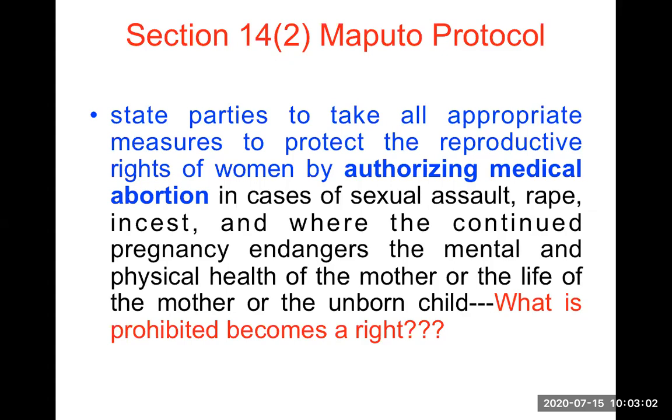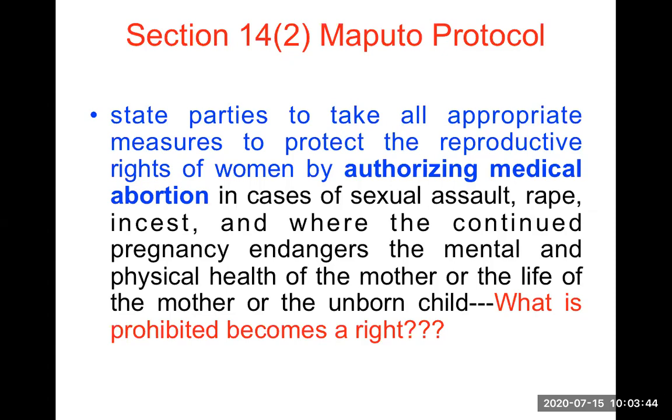And this protocol has a unique section in there, which when enforced, infringes on the right to life largely of the unborn. Section 14.2 of the Maputo Protocol is saying that state parties are to take all appropriate measures to protect the reproductive rights of women by authorizing medical abortion. So the reproductive rights of women are to be protected by authorizing the killing of unborn children.